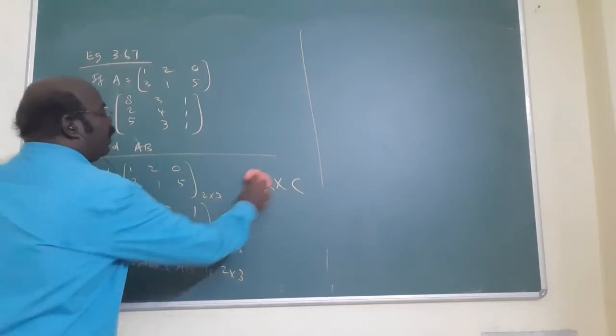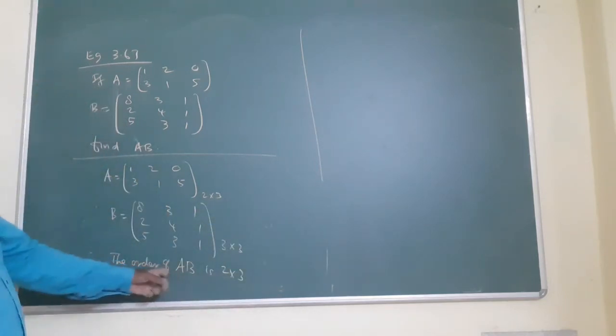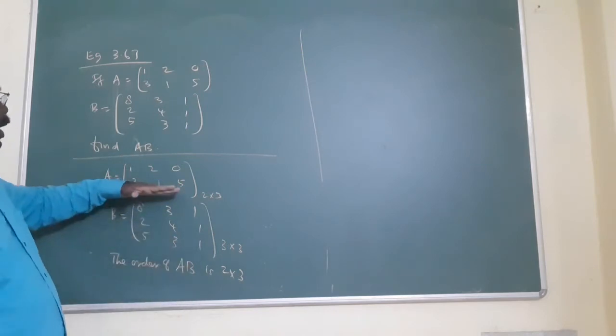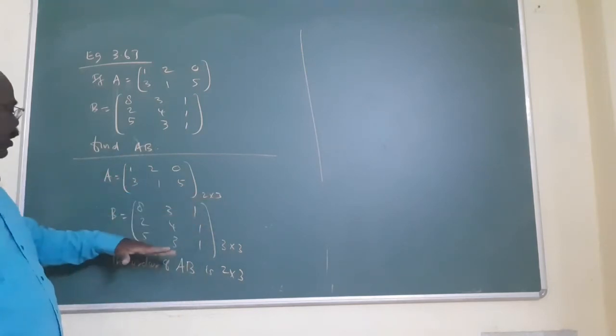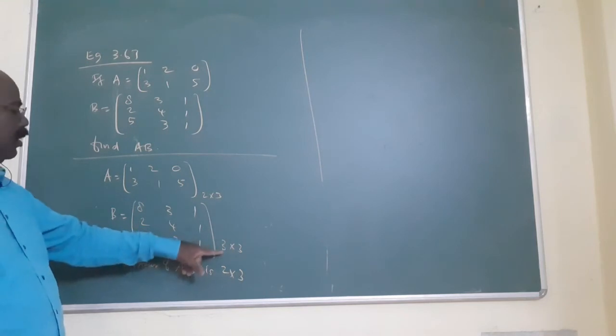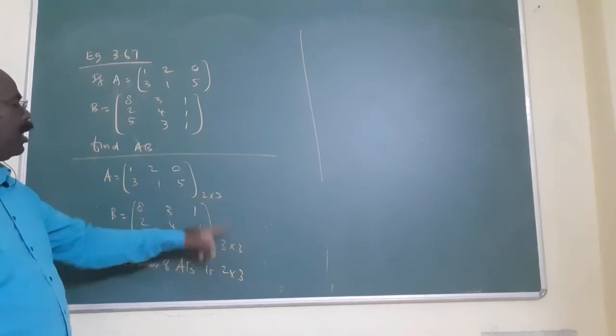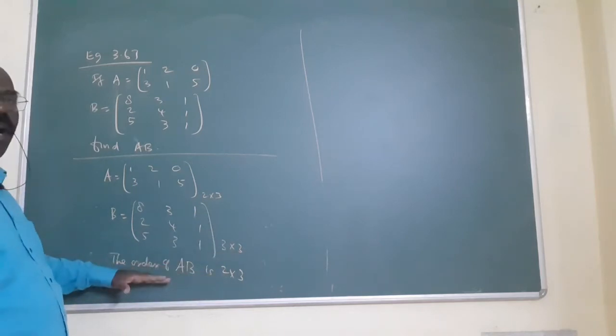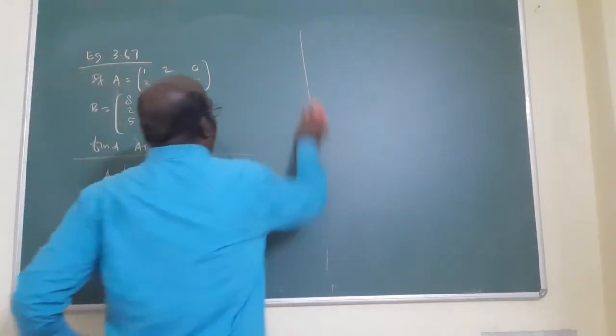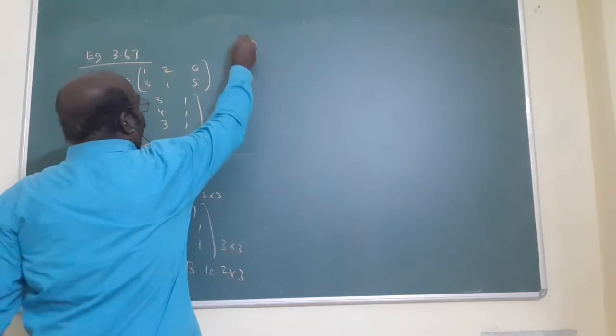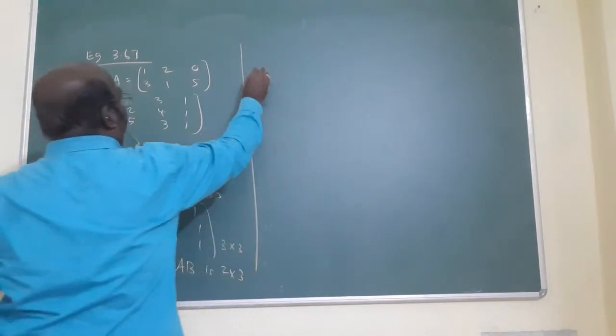That's why the product of AB. AB is asking us. A having column 3, B having row 3, will be equal. 3 cancels. The remaining numbers are what? 2 cross 3. That is the order of AB. Now the product is possible, no? Product is possible. That's why I find AB.